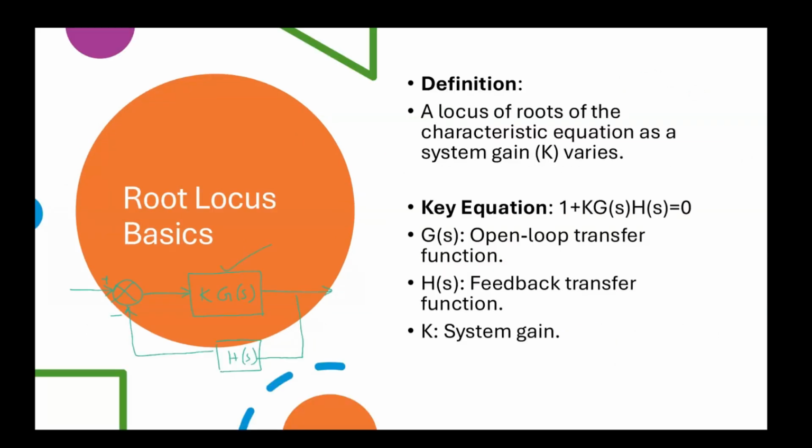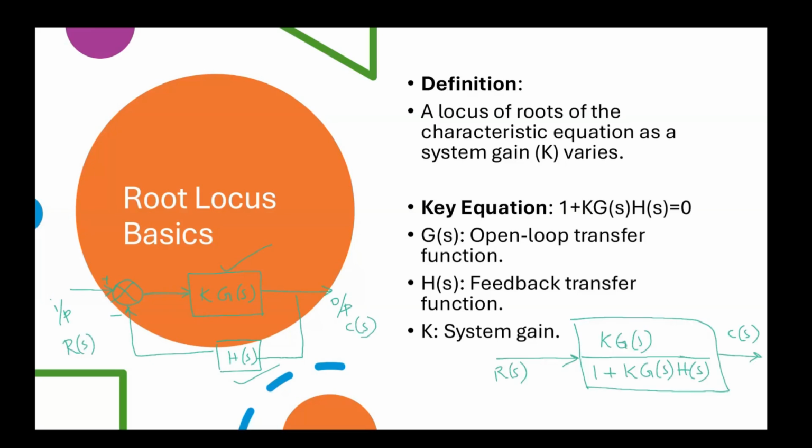Suppose you have an open loop transfer function of the system K G(s), and you are adding a feedback H(s) to make it a closed loop system with input R(s) and output C(s). Now the closed loop transfer function of this system with the feedback transfer function H(s) would be K G(s) divided by 1 plus K G(s), where R(s) is the input, C(s) is the output.